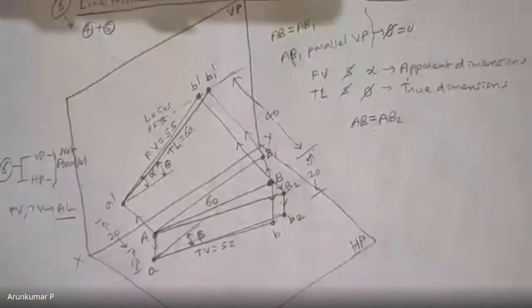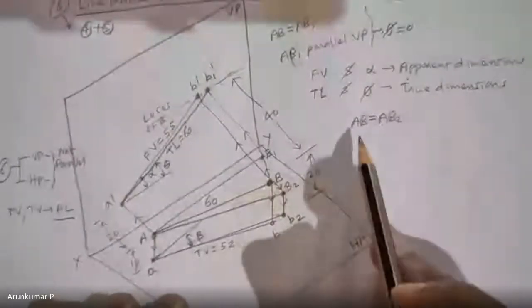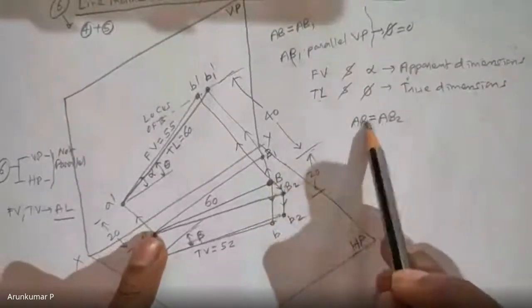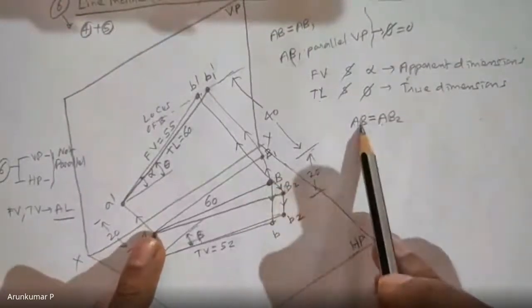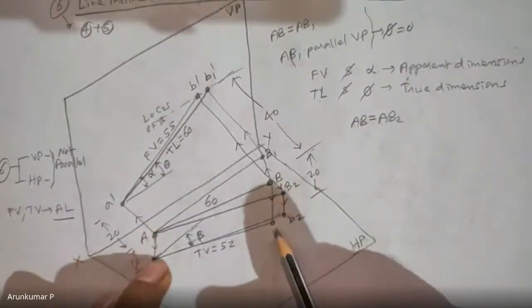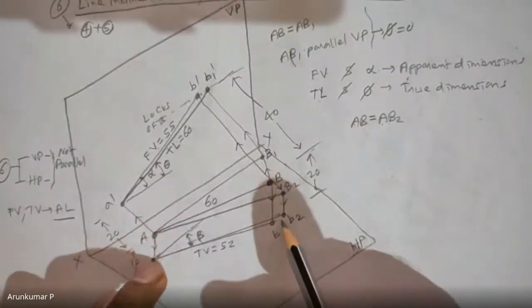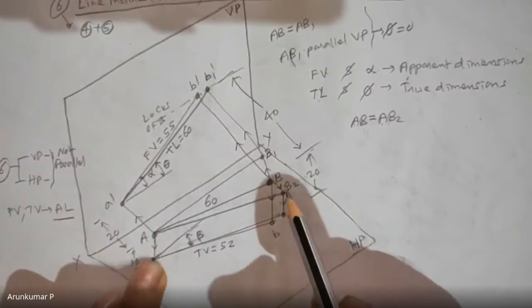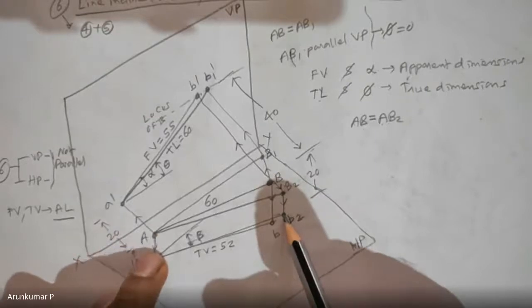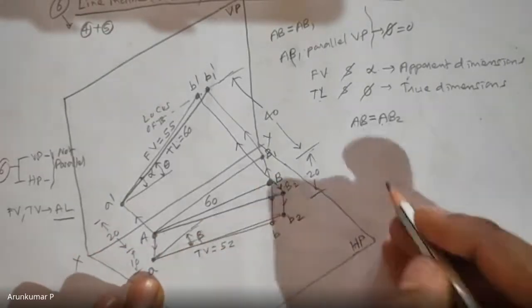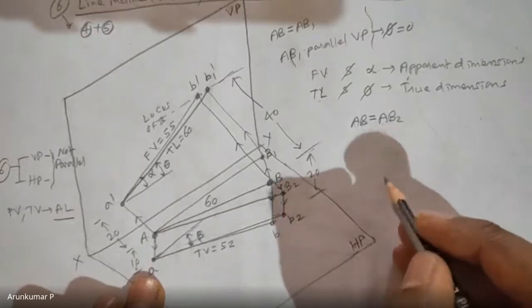So what do you observe here? AB, the true length of the line, and AB2, their lengths are same, but AB is not parallel to HP, whereas AB2 is parallel to HP. Now, how am I sure that it is parallel? Because when I project AB2, then in the top view, I get small ab2.